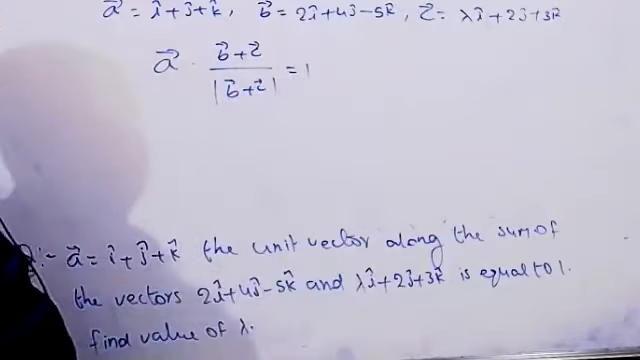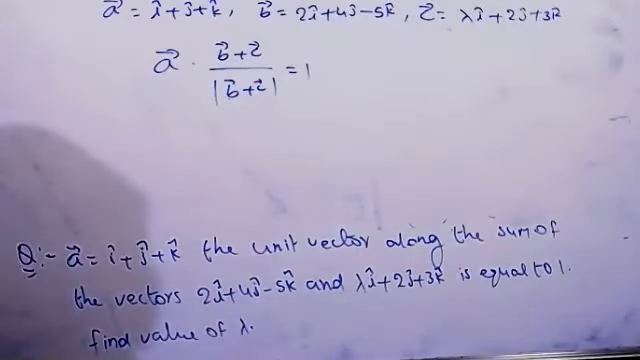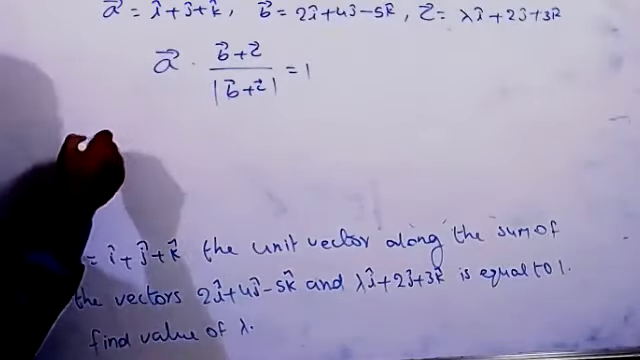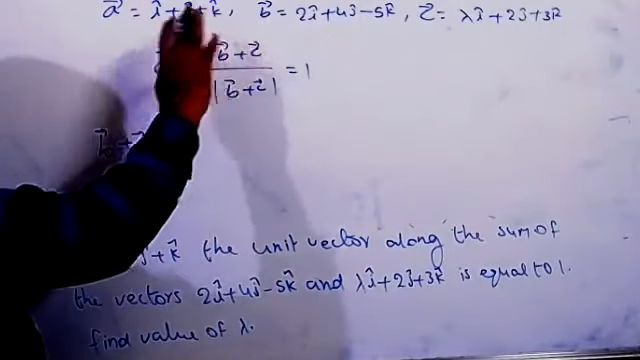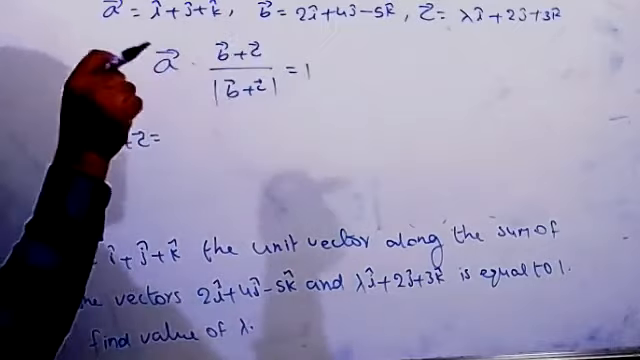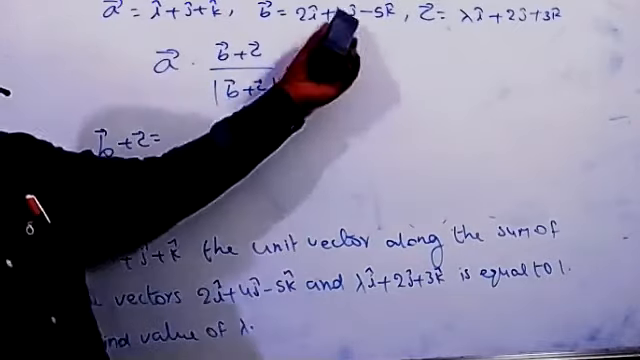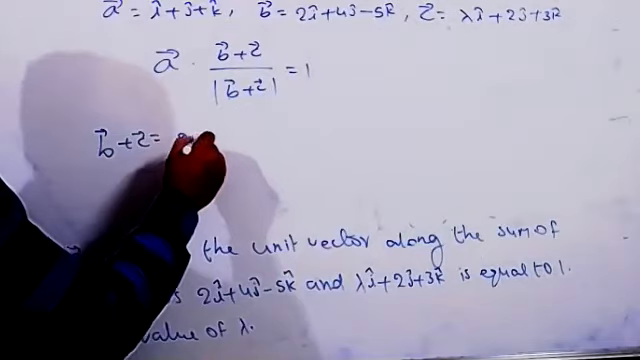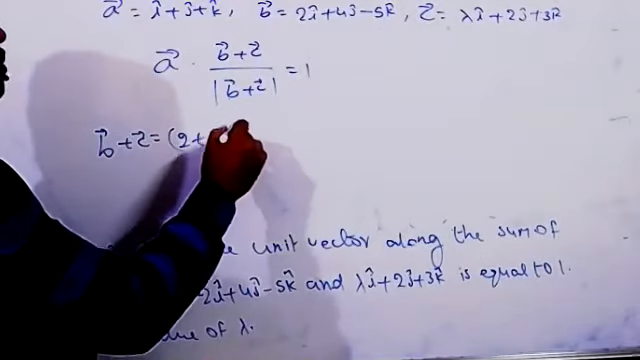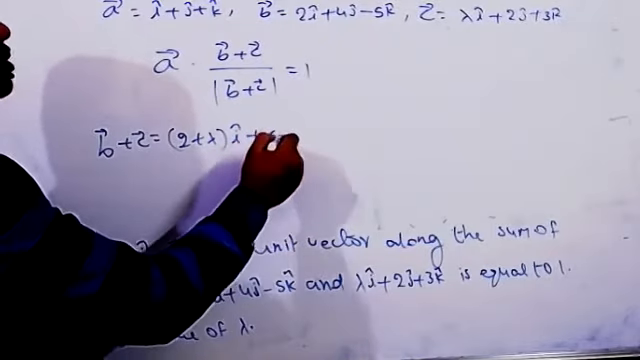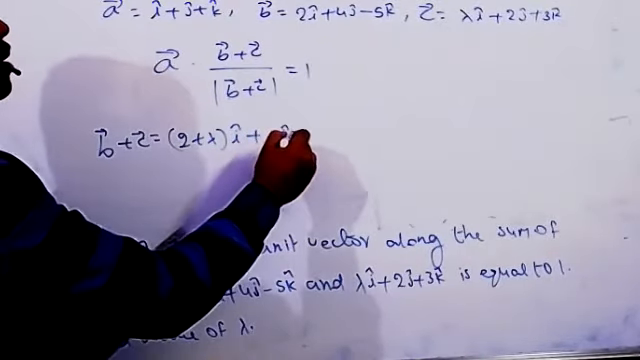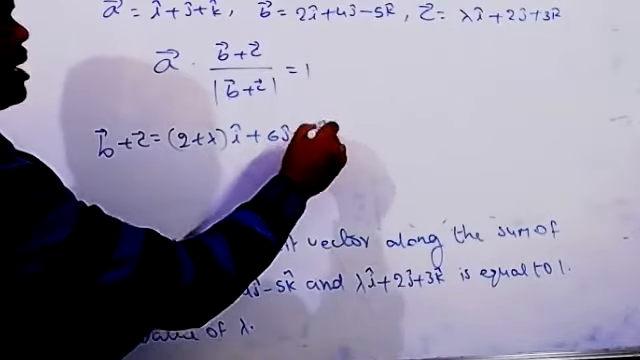The magnitude of B plus C. This is equal to 1. This is the condition now. So first we need to find B plus C. I'm taking it directly, but you can write each and every step very clearly. We're adding both of them. Clearly we'll get 2 plus lambda into i plus 4 plus 2, you can write now 6j, minus 2k.